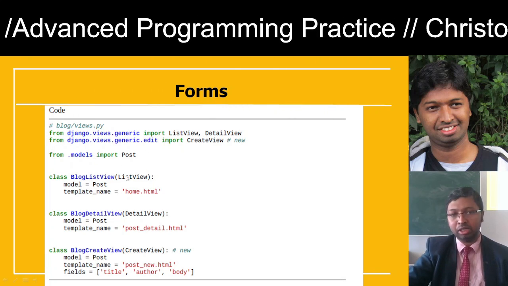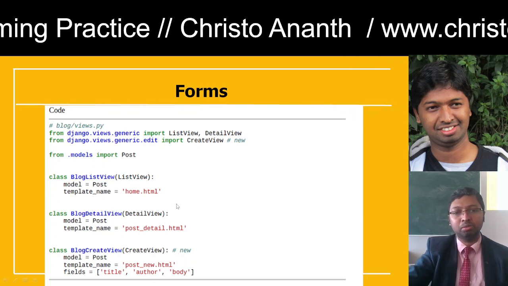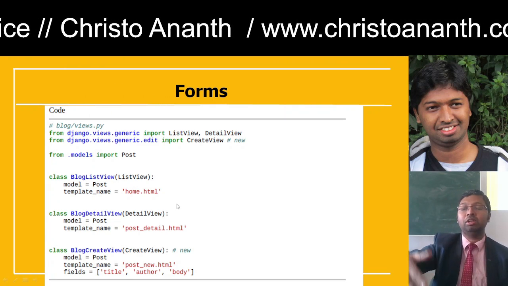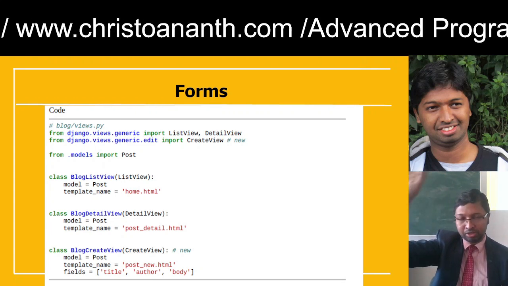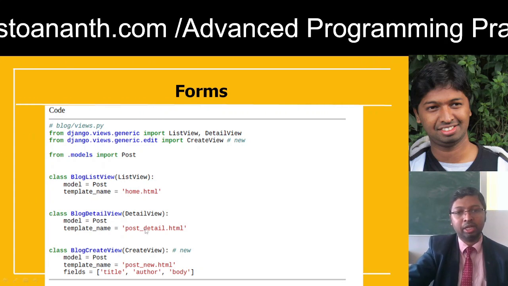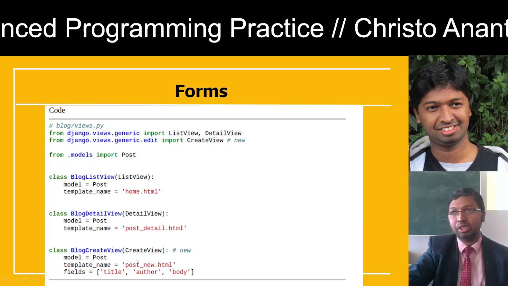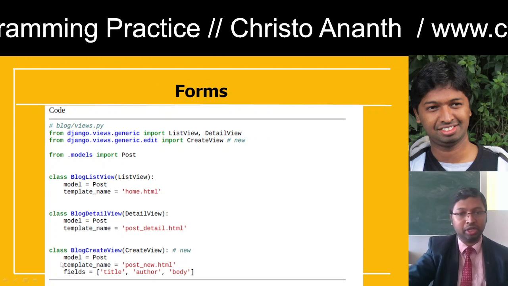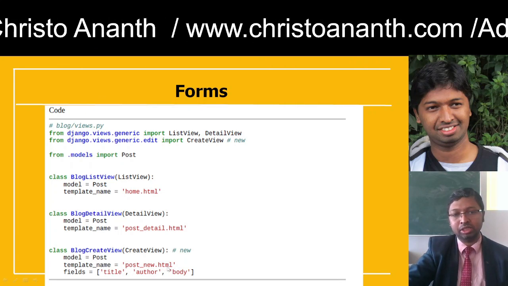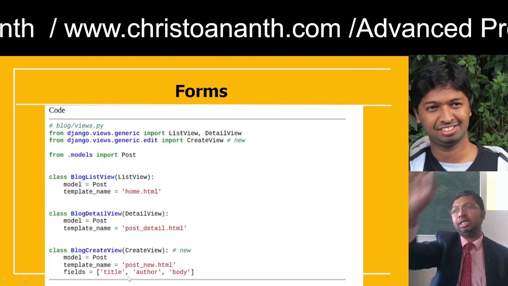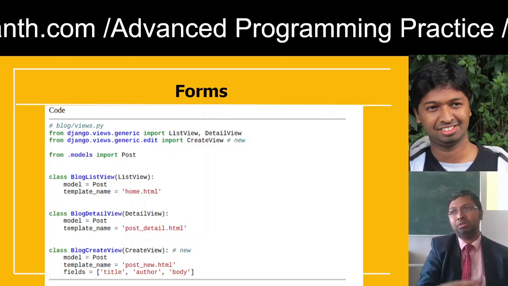Then within the BlogListView, you specify model equal to Post and template name equal to home.html. In addition to it, you'll have DetailView and then CreateView also. DetailView is just the same as earlier: model equal to Post, template name equal to post_detail.html. And this is the new thing, CreateView, BlogCreateView. Okay, so model equal to Post, template name equal to post_new.html. The fields you are having are title, author, body. That is the new form that you are going to have with the create.